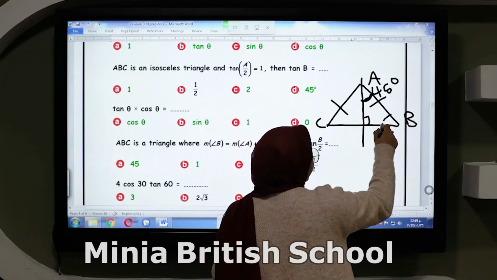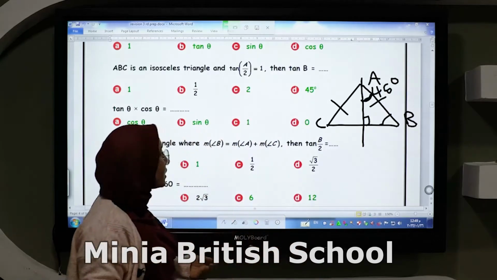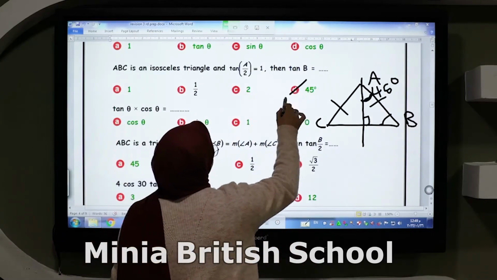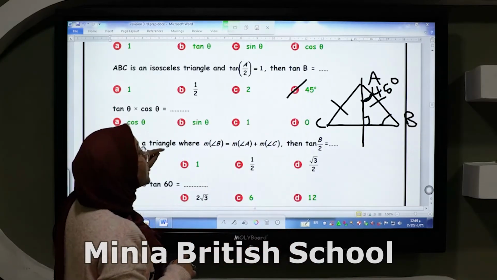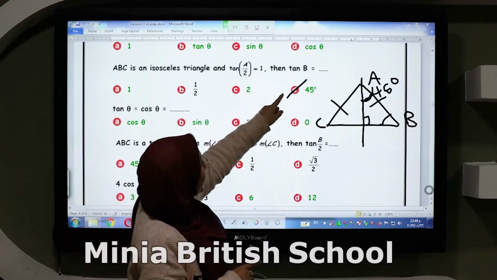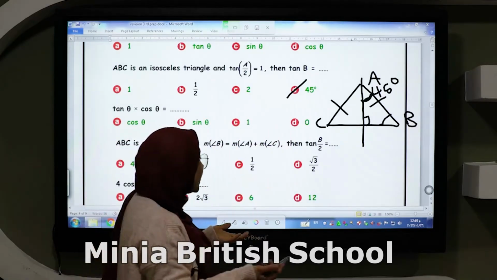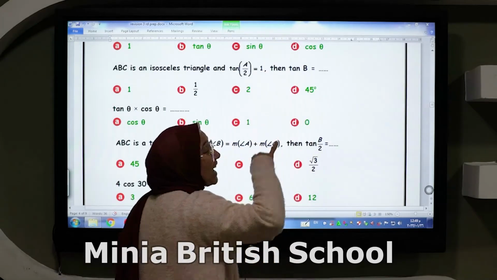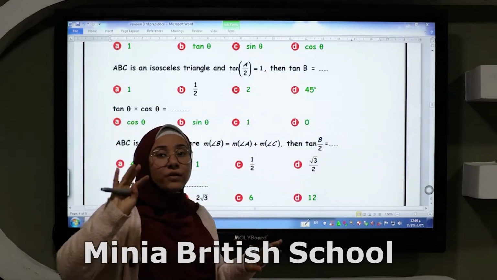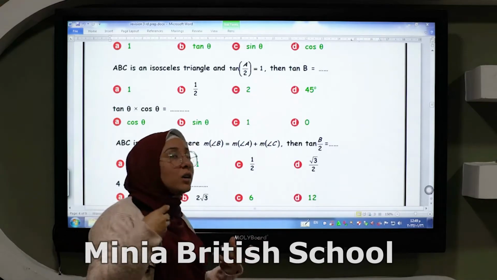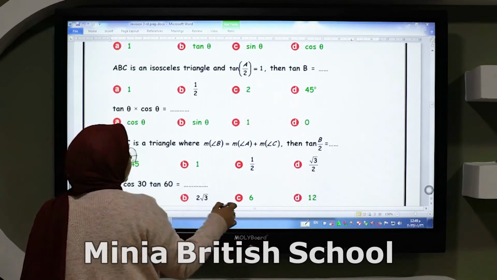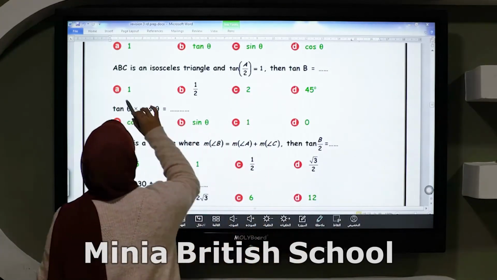So measure of angle B equal also 45. So here he needs the angle P or tan P. Yes, he needs to find tan P. The angle P is 45, but tan P equal 1. So the answer is 1.